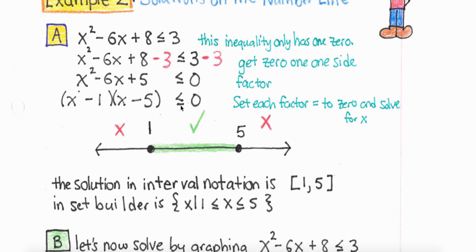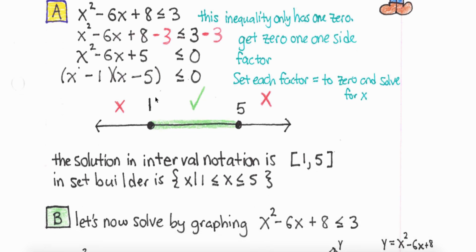I now have 3 regions of the number line to test. So I pick a number less than 1, I pick a number between 1 and 5, and I choose a number greater than 5, and I test that into the original inequality. And by testing it in the original inequality, I can figure out which regions will not be less than or equal to 0, and which region will be.